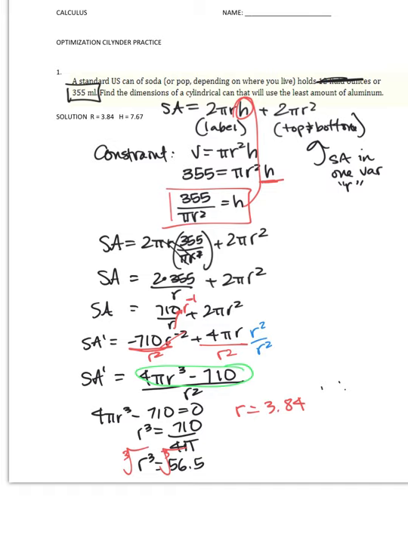And then to find the height, we are substituting that radius into our height formula, which would be the 355 over pi r squared. And that gives us 7.66. So those are our two solutions.